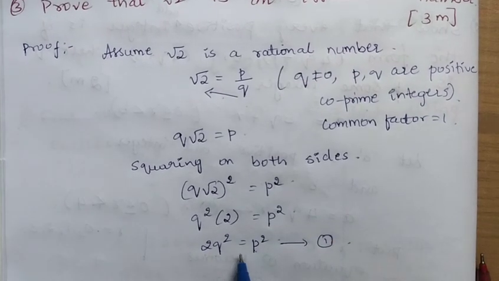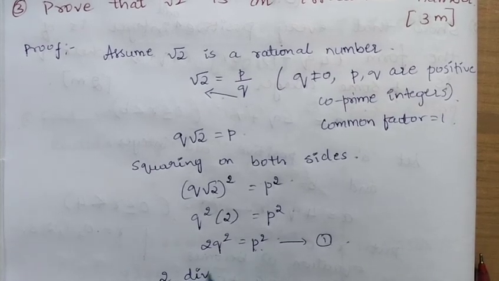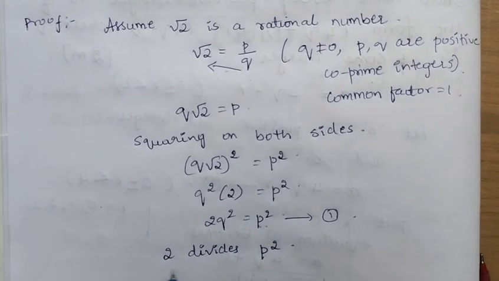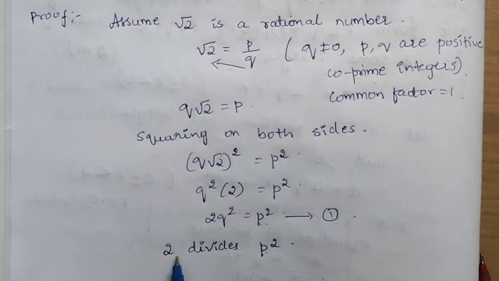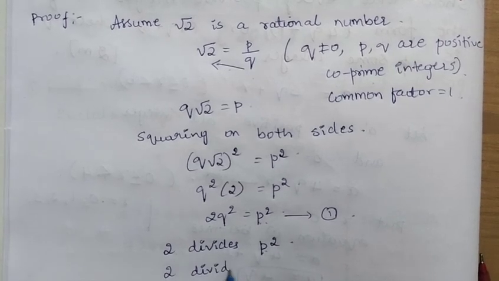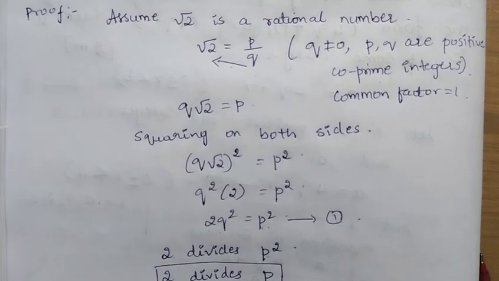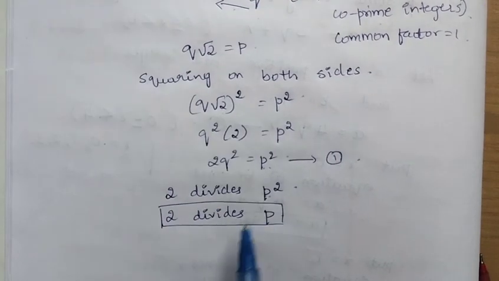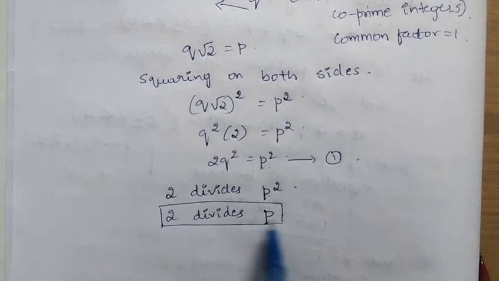What does 2q square is equal to p square imply? It tells that 2 divides p square. Now based on the theorem, if 2 divides p square, then obviously 2 divides p. Very important statement. So from equation 1 we were able to tell that 2 divides p square, and based on the theorem we are telling that 2 divides p. So this is my first stage.